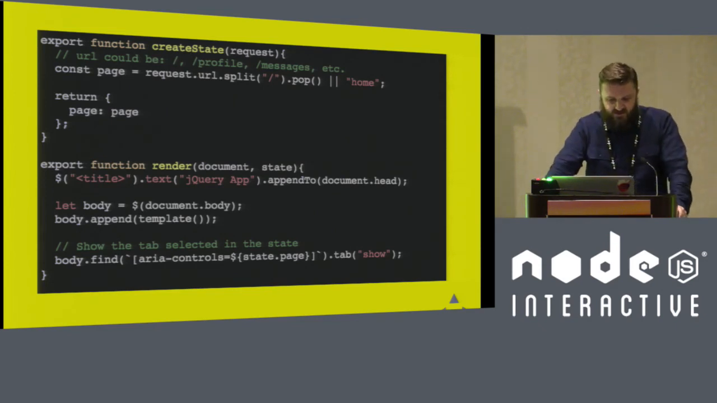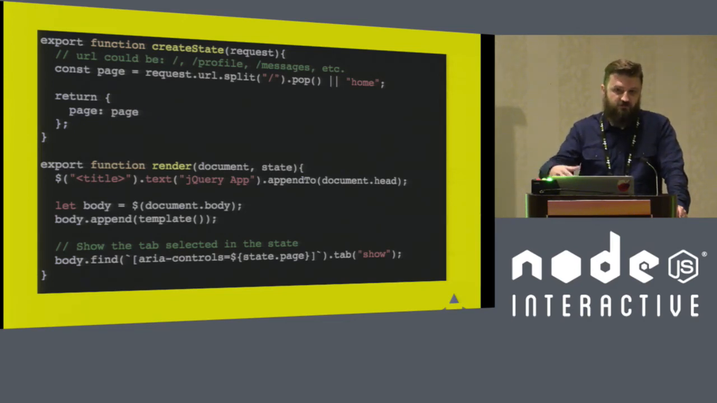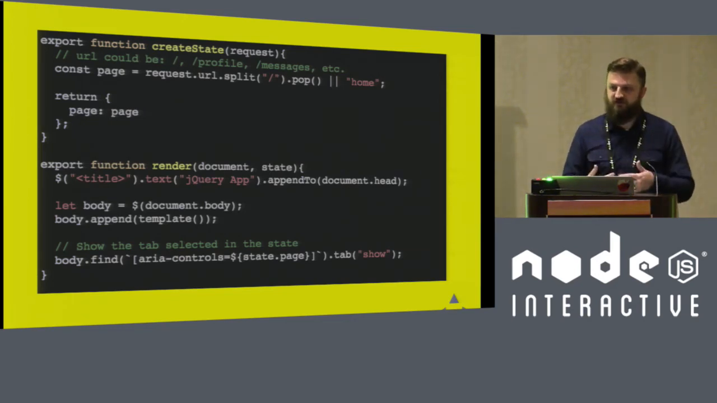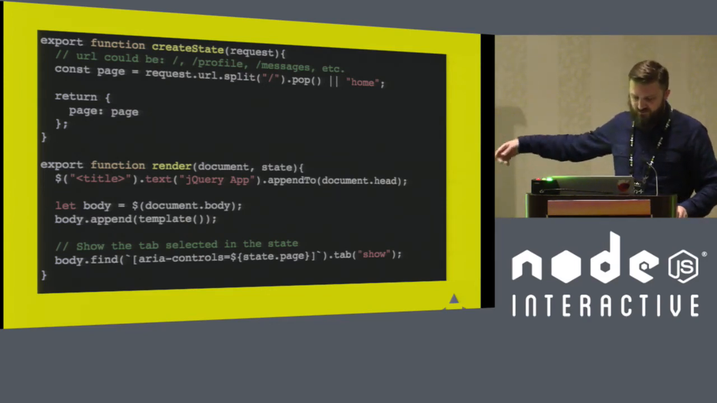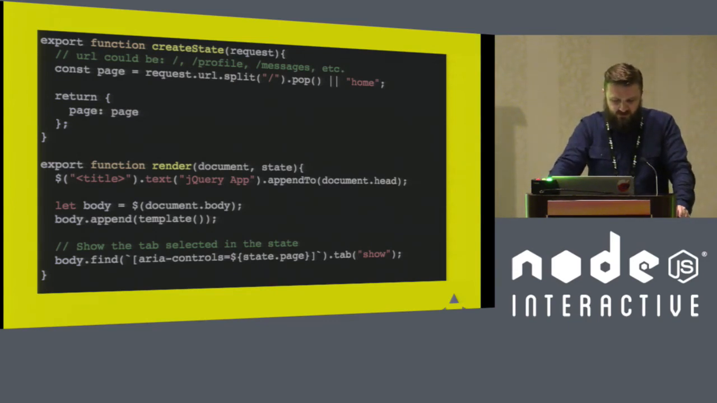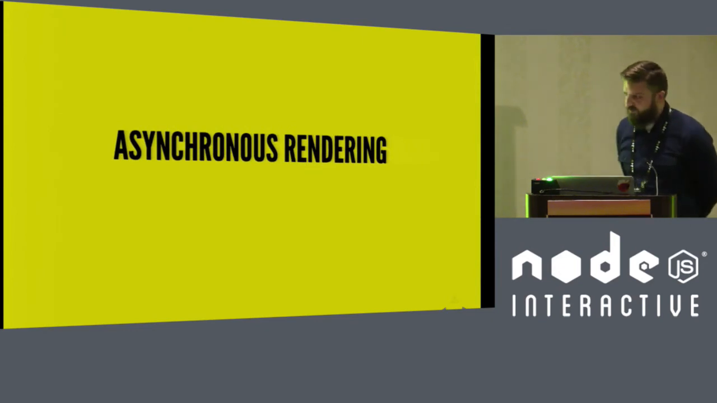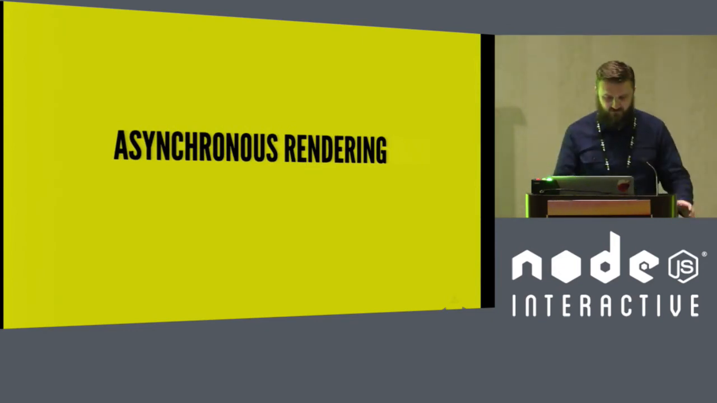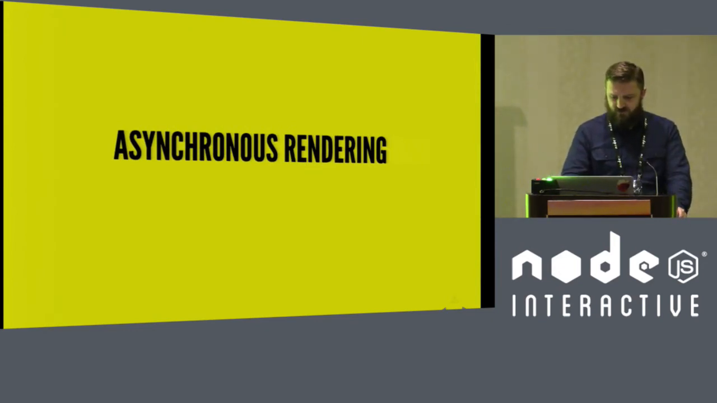It also expects a render function. The render function takes a document and the state object that was created. On the server, we're going to create a new document for each request, and we give you this document, and you can do whatever you want with it. So in this example, this is like a little jQuery app, which is appending a title, rendering a template, and then using Bootstrap tabs.